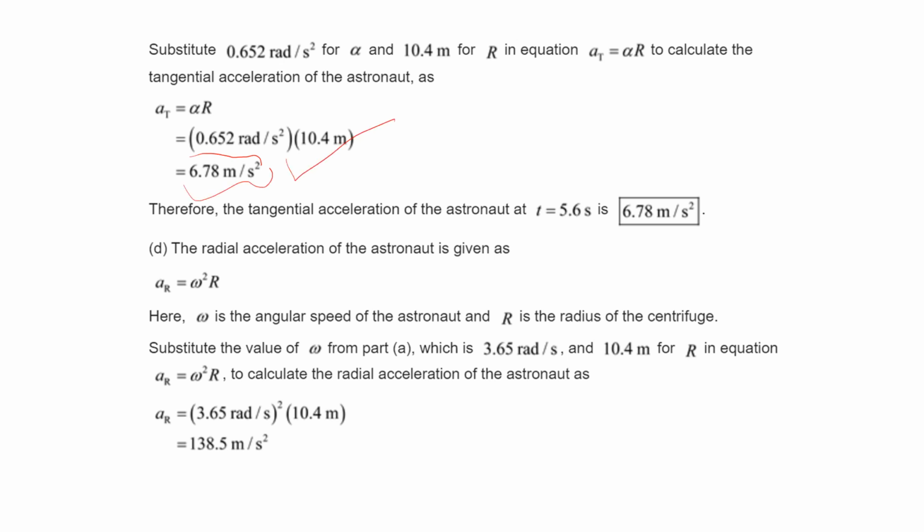We get our answer, that is 6.78 meters per second. The last part is very interesting, that is the radial acceleration of the astronaut. Now this is our relation. Just use omega for it and multiply with the radius, that is 138.85 meters per second.